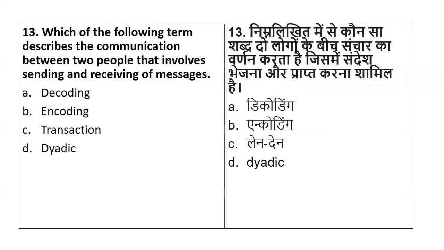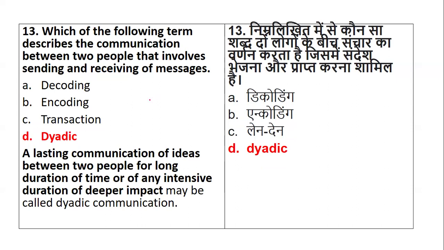Next, which of the following terms describes the communication between two people that involves sending and receiving of a message? Now see, here you have to use the term which describes the communication between two people that involves sending and receiving of a message. So whether it is decoding, encoding, transaction, or dyadic, okay? What exactly will it be called? Describing the communication between two people that involves sending as well as receiving of a message, it will be called what? Dyadic.